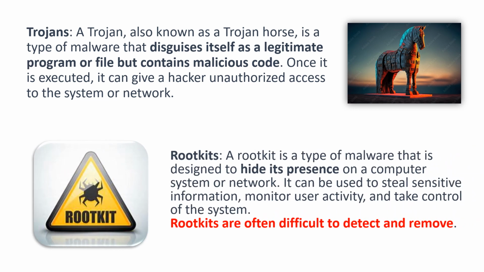A rootkit. A rootkit is a type of malicious software that is designed to hide its presence on a computer system or network. It can be used to steal sensitive information, monitor user activities, and take control of the system. A very important feature of rootkits is that they are often difficult to detect and remove, as opposed to Trojans, viruses, and worms that can be easily detected with a virus scan or antivirus software. Rootkits affect the operating system of your device and make it impossible to detect at first glance or at first scan.